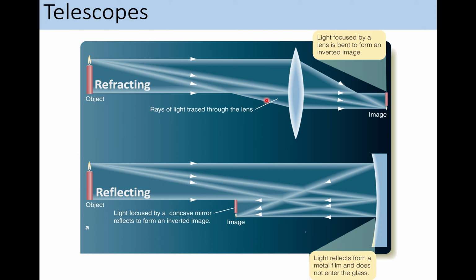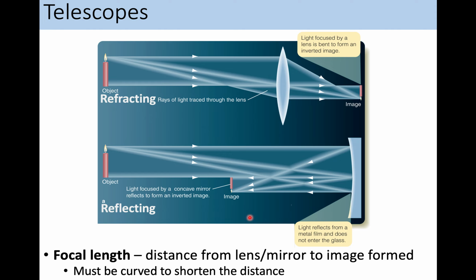So the way that the light is bent or bounced, what you're looking at always ends up upside down. But these are two ways to observe something from afar. Make it smaller, make it look closer. So something very important is what we call the focal length. So the focal length is the distance from the lens or the mirror to the image that is formed. So the image that is formed being what you see in the end.